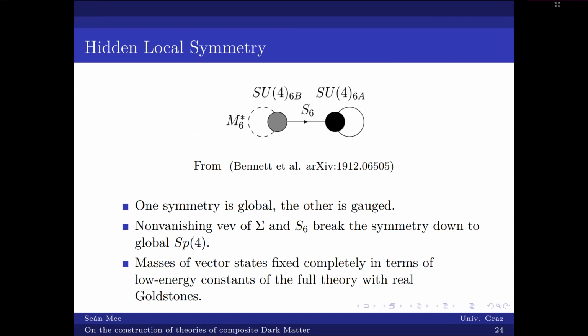So some of our collaborators in this paper here actually have fixed the masses of the vector and axial vector states completely in terms of low energy constants of this full SU(4) cross SU(4) theory. But for us, we just keep this as a free parameter, right? So the rho mass in comparison with the pion mass is for us just a free parameter.